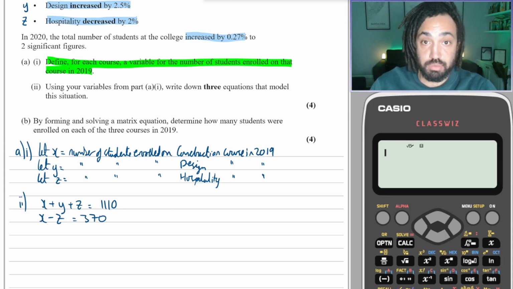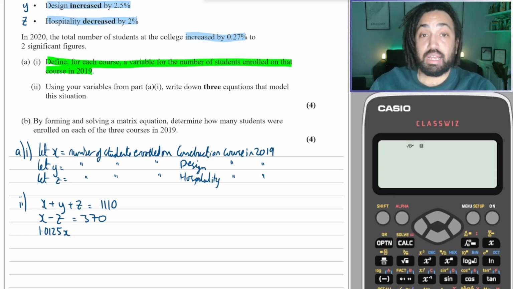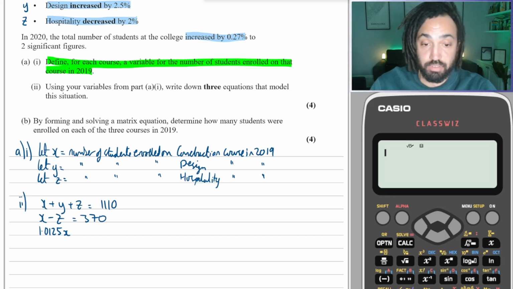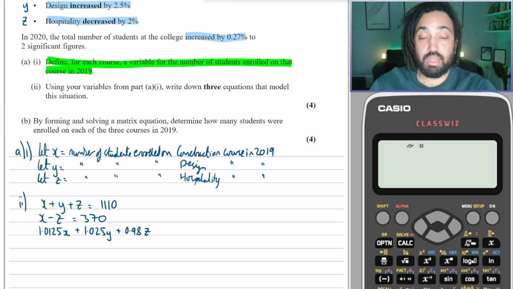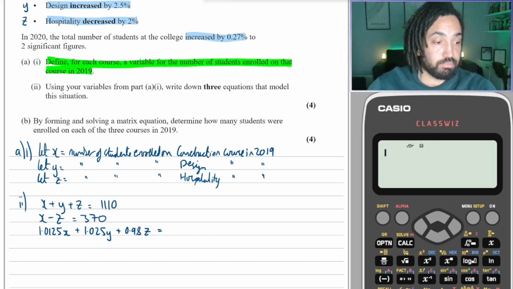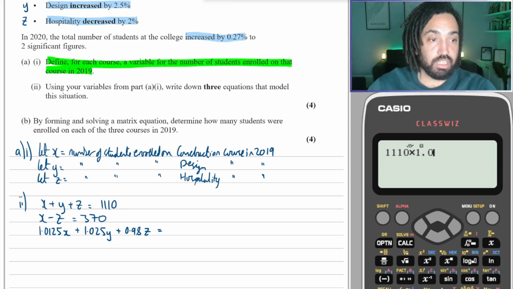So the first bit, construction was increased by 1.25%, so that would be a 1.0125 multiplier by x. And design was increased by 2.5%, so that would be a 1.025 multiplier. And Z was decreased by 2%, so that would be a 0.98 multiplier. And then the overall number of students will be what it was before times by 1.0027. Yeah, that's a 0.27% increase.